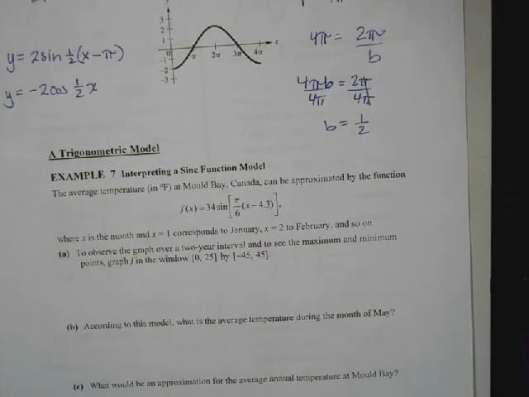All right. Then they give us a function. The average temperature can be approximated by this function where x is the month and x equals 1 corresponds to January, 2 is February, and so on. Observe the graph over a 2-year window, see the maximum and minimum. Y'all don't have calculators. Tell me how you're going to do that.